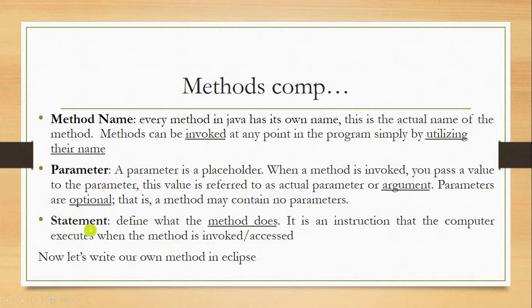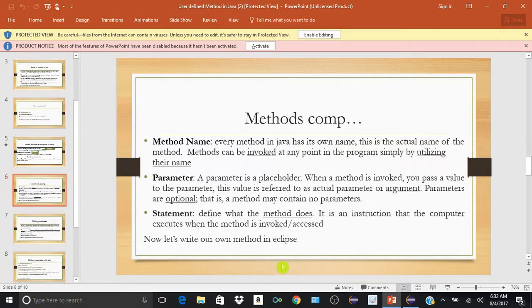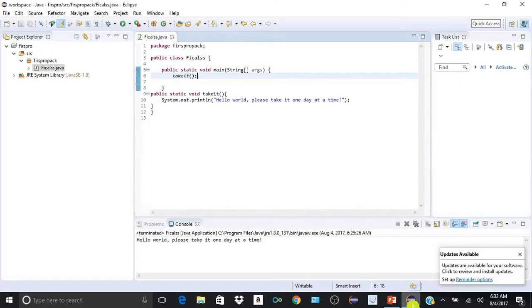The other component of a method is statement. Statement defines what the method does. It is an instruction that the computer executes when the method is invoked or accessed. Now let's write our own method in Eclipse. I believe we have enough information to write our own method. So let's start writing our own method that will print out some message for us.